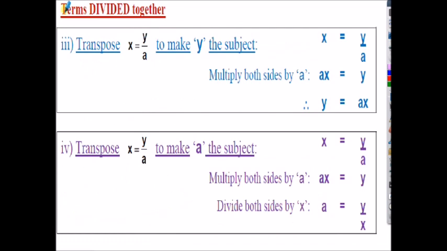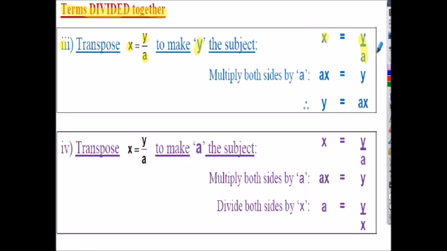And a couple more examples here. This is where the terms are divided together. So in item 3 here, we're asked to transpose the equation x is equal to y divided by a, and we've got to make y the subject. At the moment, x is the subject of the equation, so x is equal to y divided by a. Now in this case they're asking us to find the y, and y is already in the top line on the right hand side of the equation.